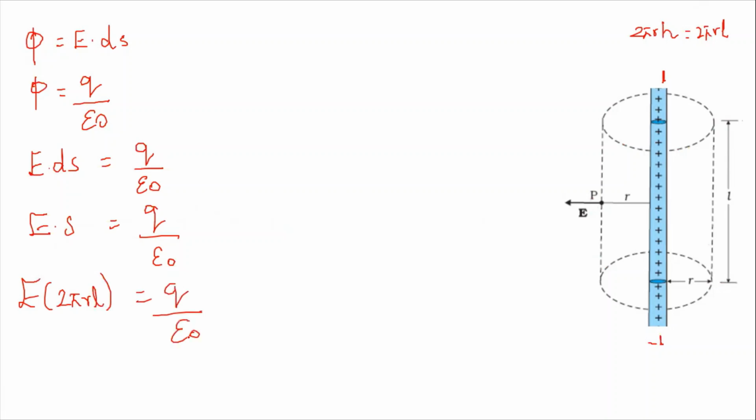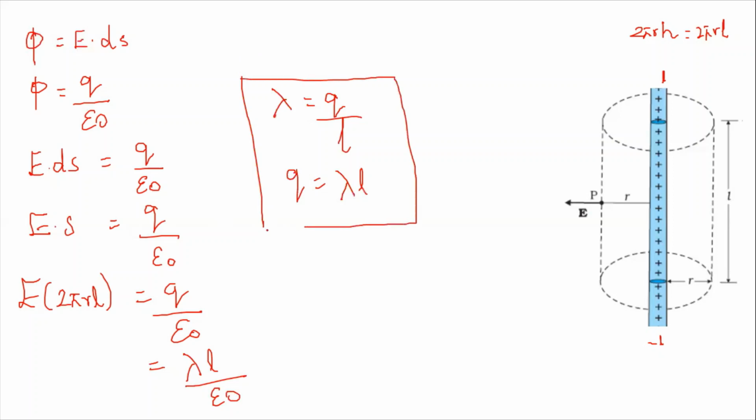And again, for line charge density, in continuous charge distribution, we saw the notation lambda is equal to Q by L, right? Lambda is equal to Q by L. So now Q will be equal to lambda L. Now when you substitute that here, you will get lambda L by epsilon naught. So we'll keep this in a box for you to understand.